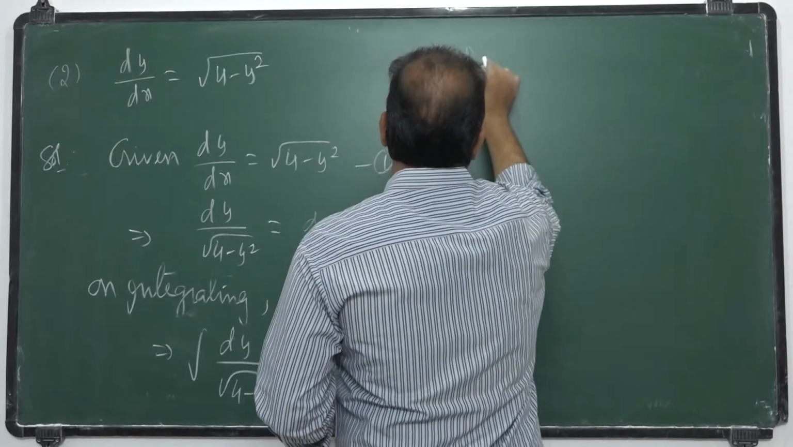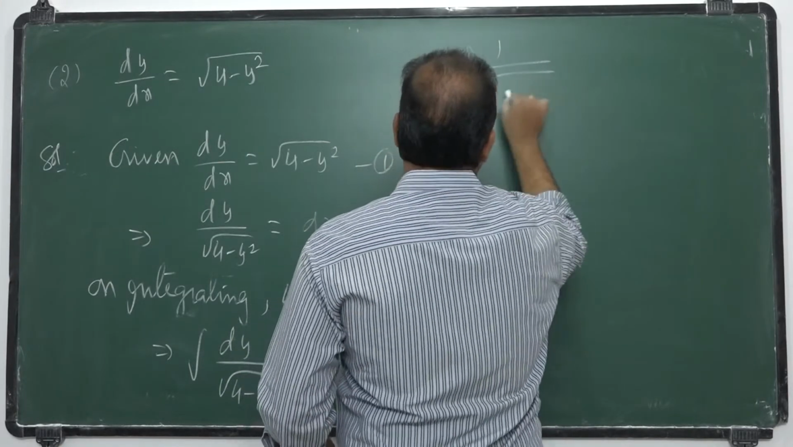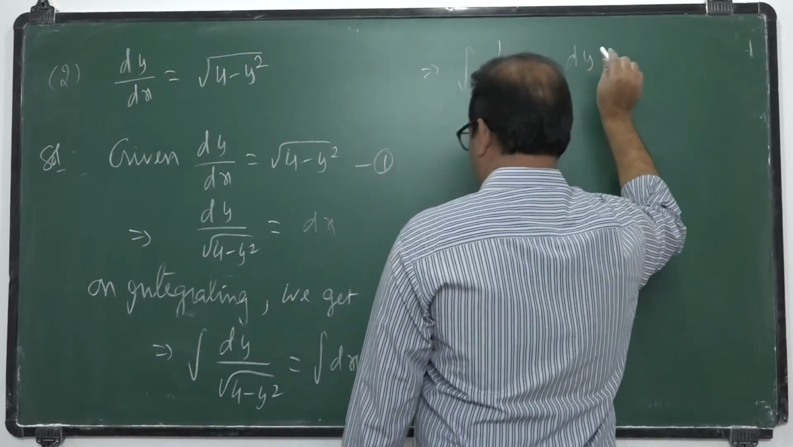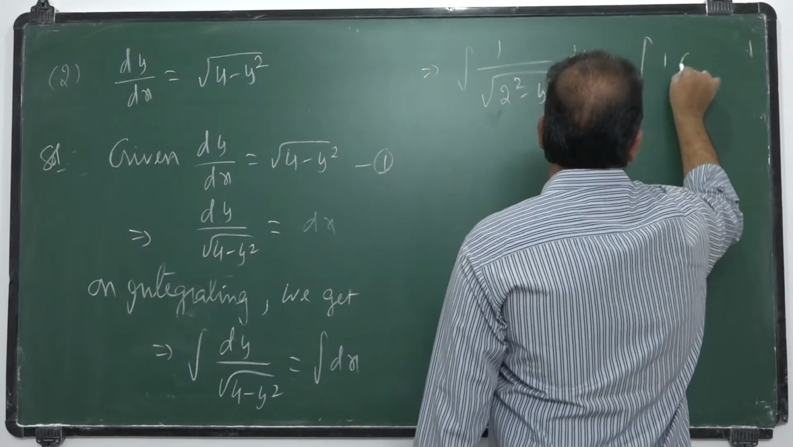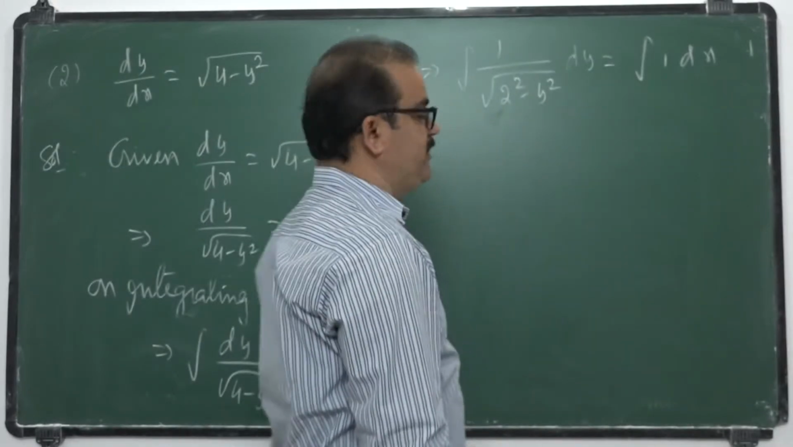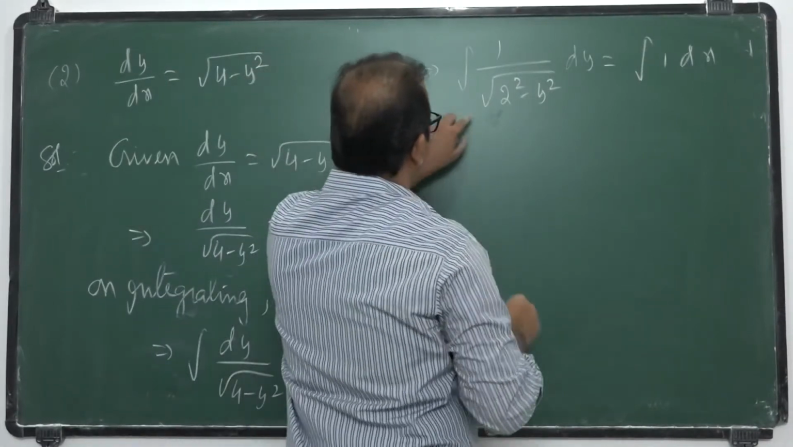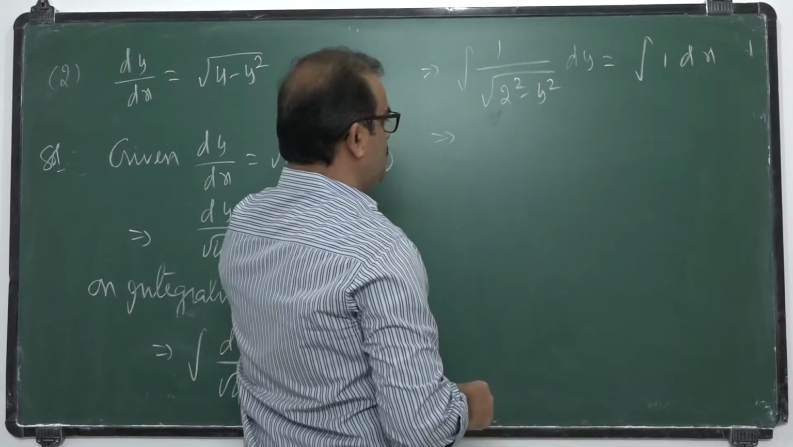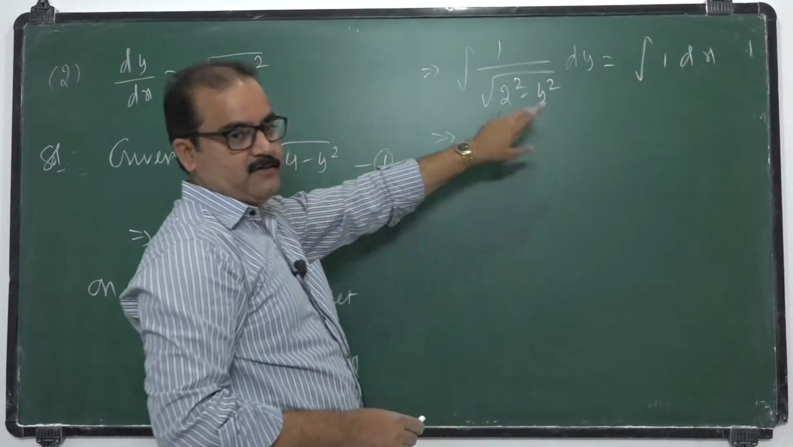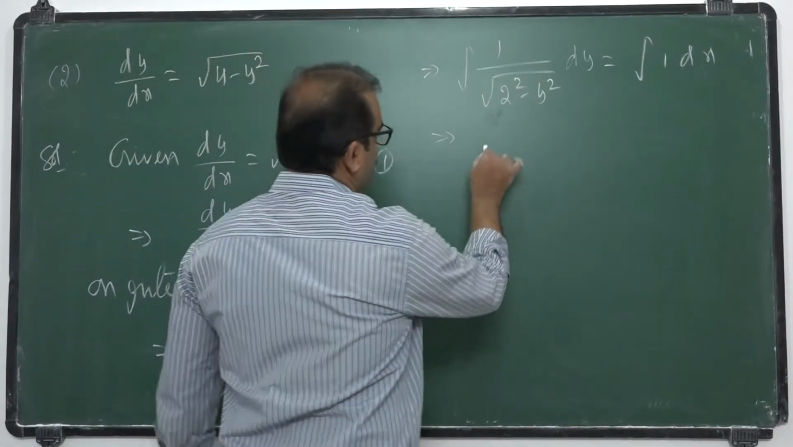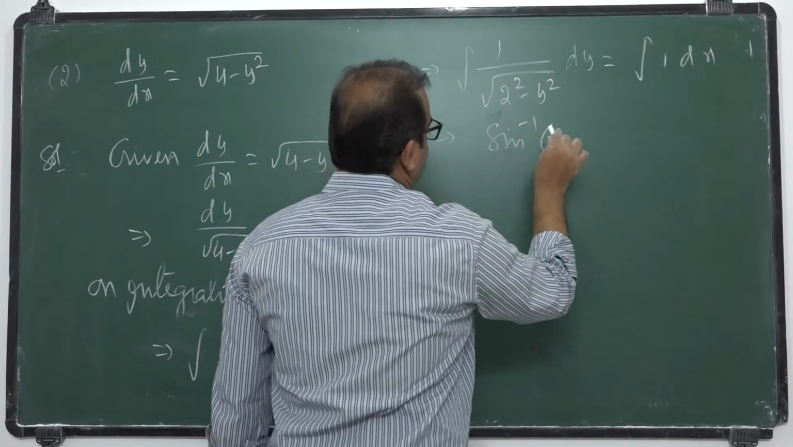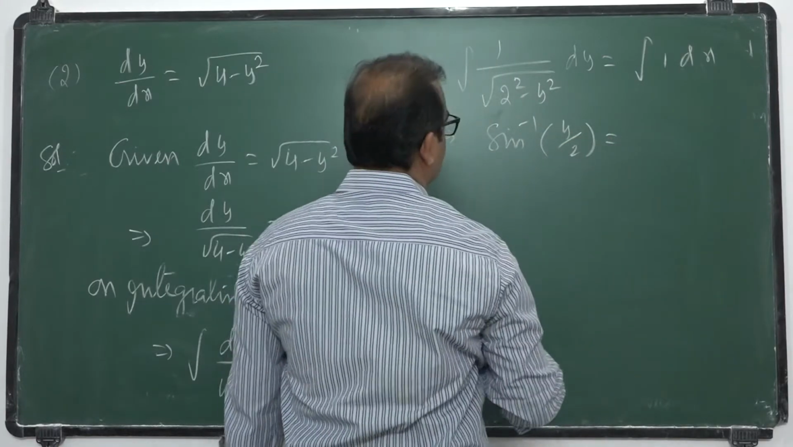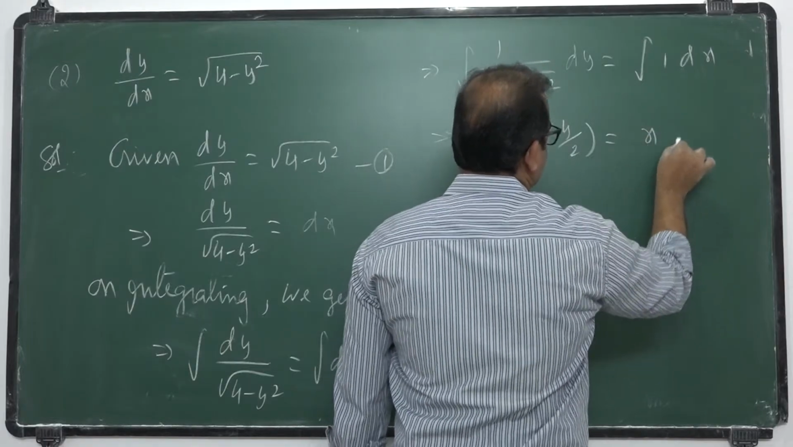See here, this is in the form of integral 1 by root of 4, taken as 2 square minus y square, into dy is equal to integral dx, taken as 1 into dx. Now it is in the form of integral 1 by root of a square minus x square into dx. What is the formula of that? Sin inverse x by a. Here it is sin inverse y by 2 is equal to integral 1 dx, x plus c.